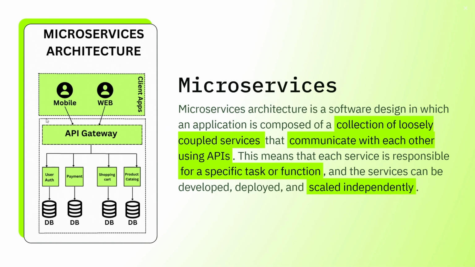Let's see here in the diagram. All the services are independent. They are all responsible for a specific task. Here: payment, shopping cart, product catalog, user authentication. These are all specific services. These are all independent and they can be scaled independently. So the major problem of scaling in the monolithic architecture is solved by microservices.